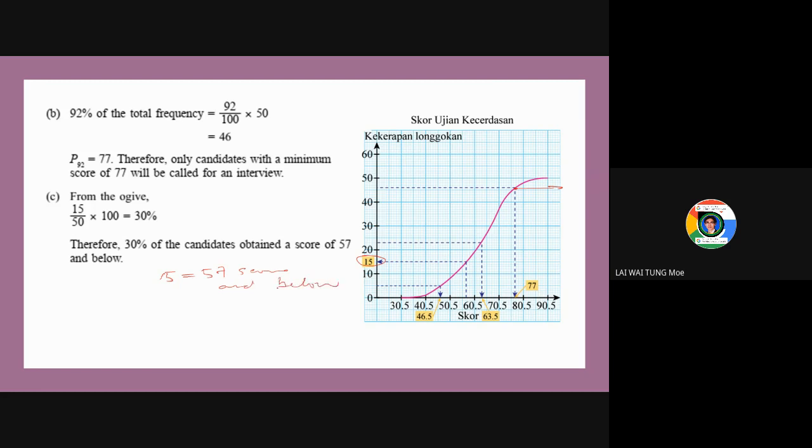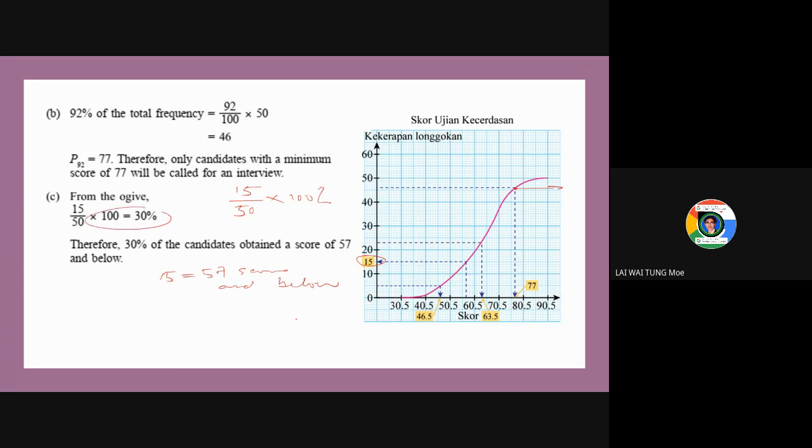So the question is how many percent of students get a 57 score and below? We already found out that 15 students get 57 score and below, so how do we find the percentage? Take 15 over the total number of students, which is 50, times 100%. Just as given here. So you get your answer, 30%.